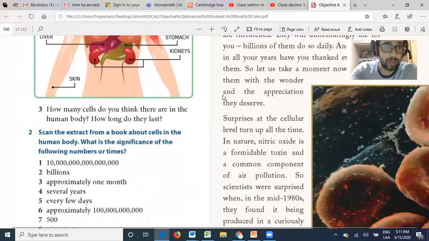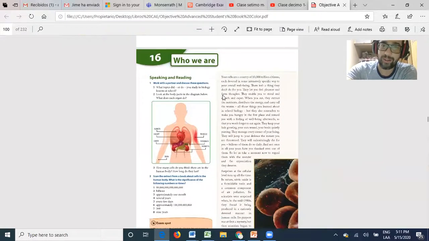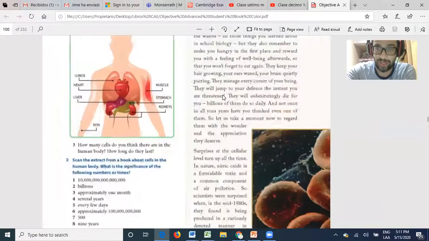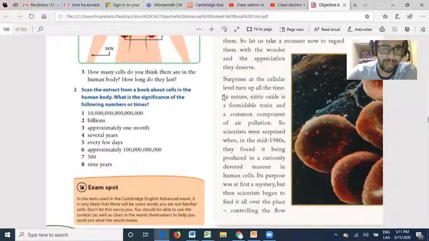Then the third question says, how many cells do you think there are in the human body? How long do they last? Well, that's an interesting question. We can talk about that. And remember that the article that we have here is going to answer all those questions that we might have. It says here, scan the extract from a book about cells in the human body. What is the significance of the following numbers or times?